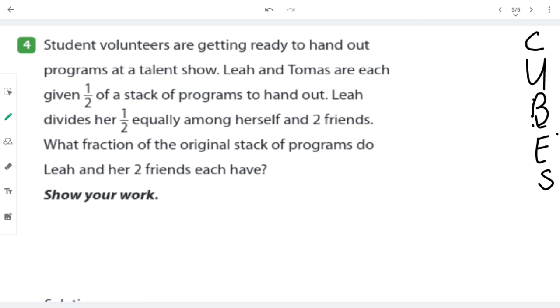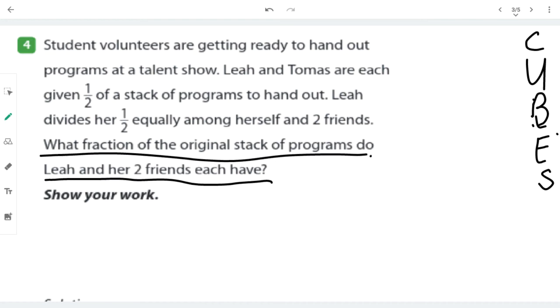Let's underline the question. That'll help us narrow down exactly what we need. So here's my question mark. I need to know what fraction of the original stack of programs do Leah and her two friends each have? They only care about Leah and her friends. They don't care about Tomas.